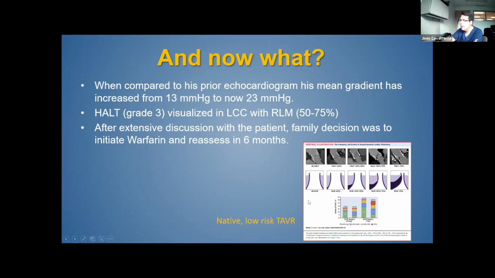And then this is just a paper that was recently published. Again, this is not involving valve-in-valve. This is just native valve, but showing that this phenomenon of late halt can occur in up to 31% of patients, not much less so than at 30 days. So long-term surveillance, and also reduced leaflet mobility.